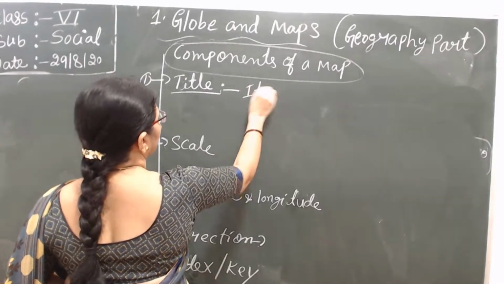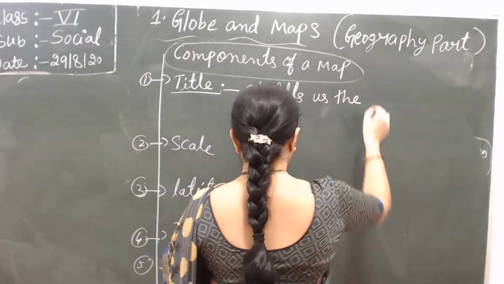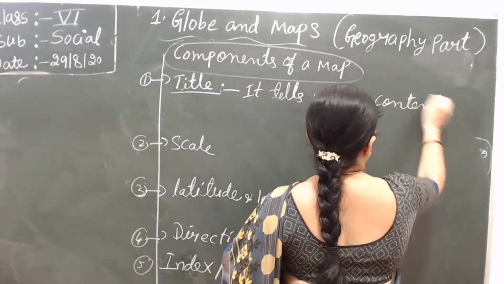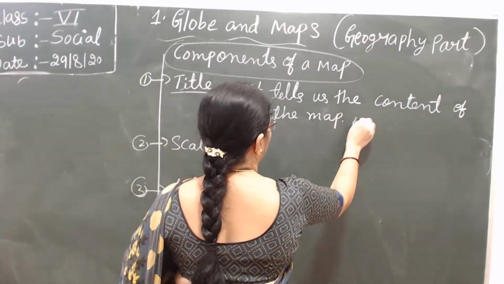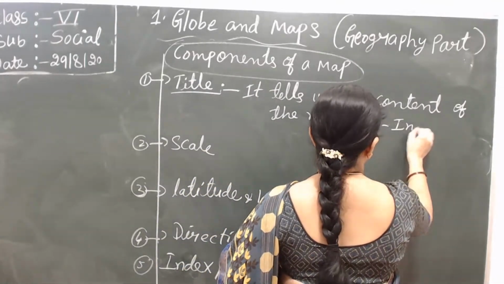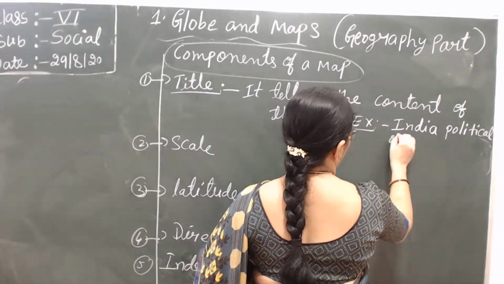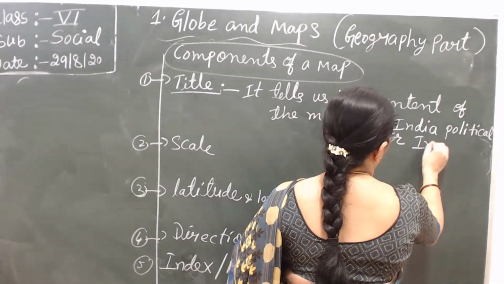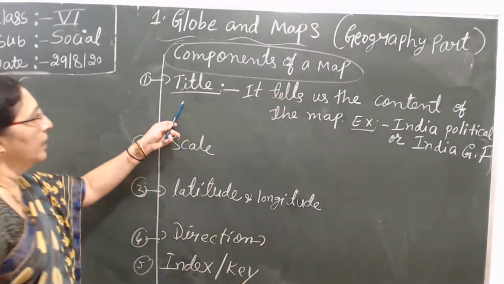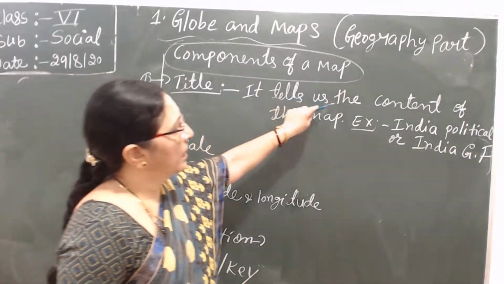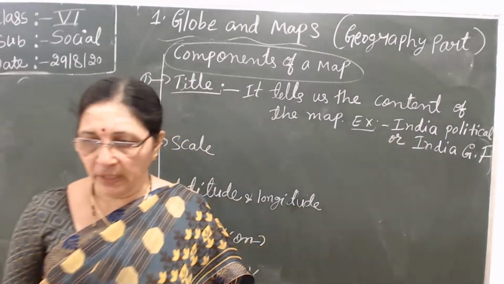Title tells us the content of the map. Example: India political, or India geographical features. India's geographical features is written here in short form. The title tells us the content of the map, for example India political or India geographical features.